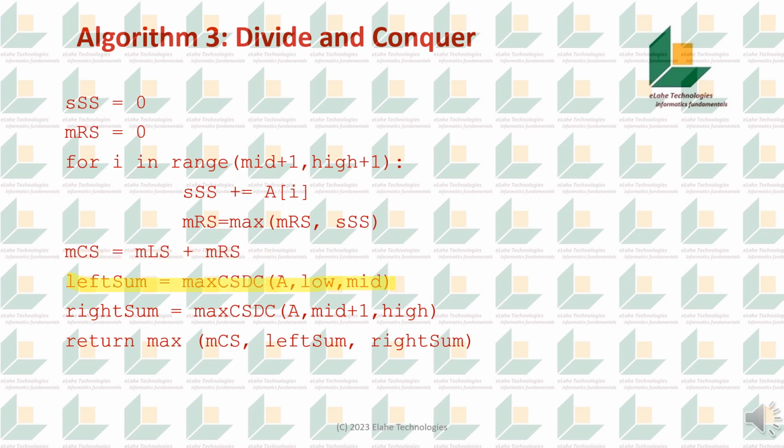Then we recursively compute left sum, which is the maximum sum of a contiguous sequence lying completely in the left partition. Then we recursively compute right sum, which is the maximum sum of a contiguous sequence lying completely in the right partition. Finally, we return the maximum of MCS, left sum and right sum.